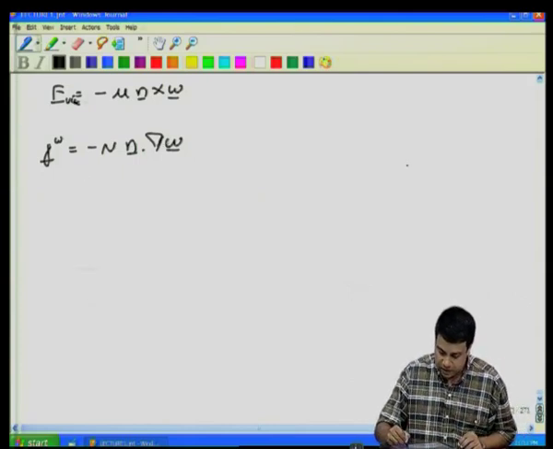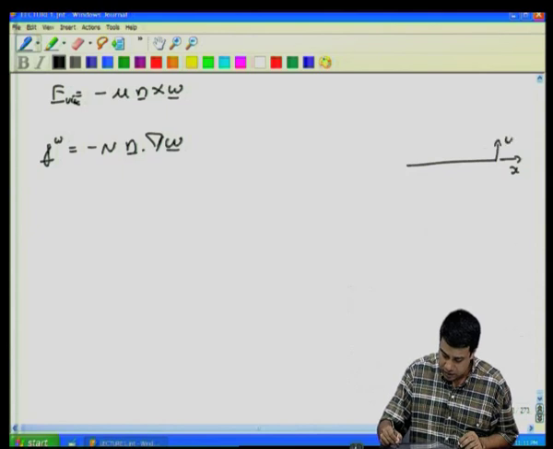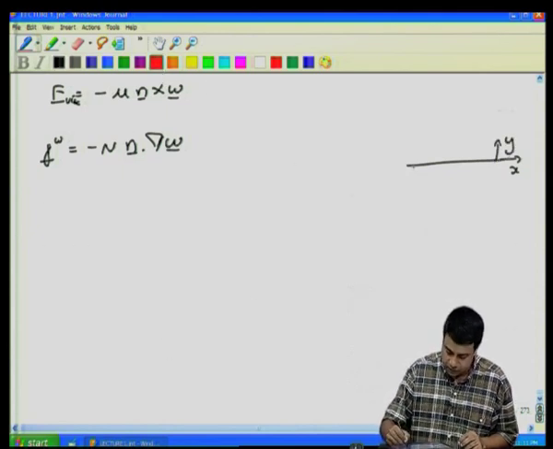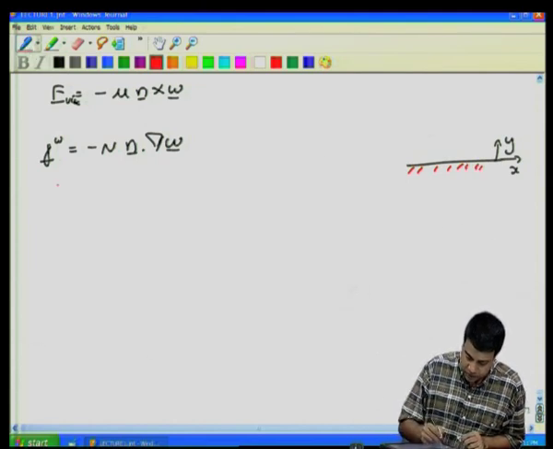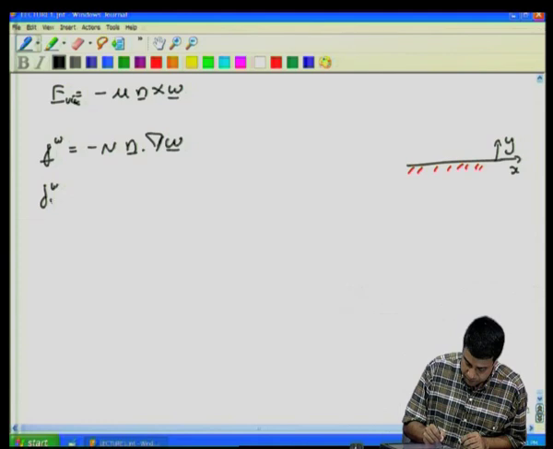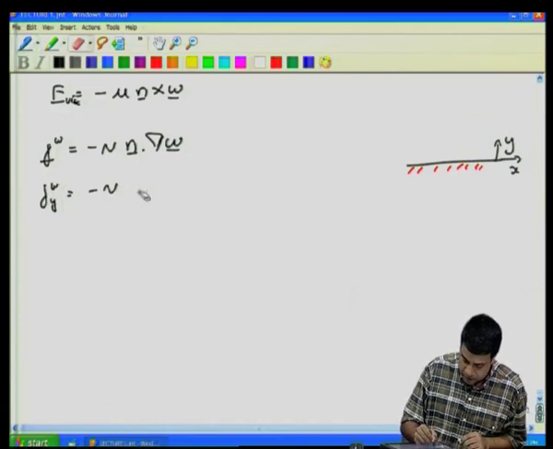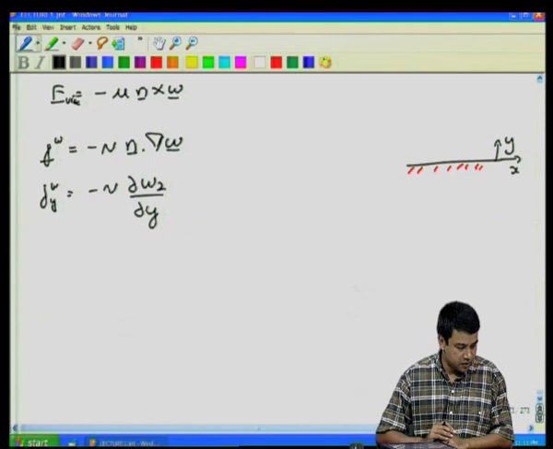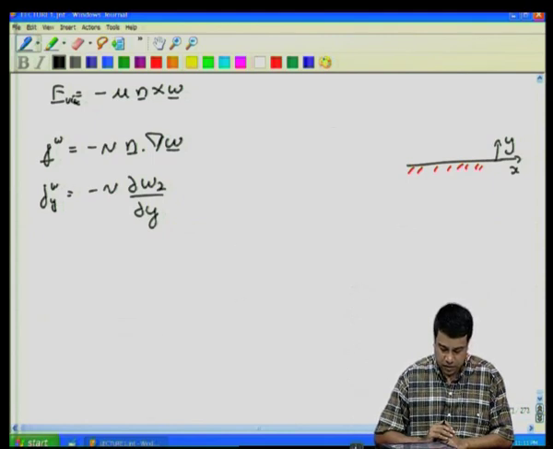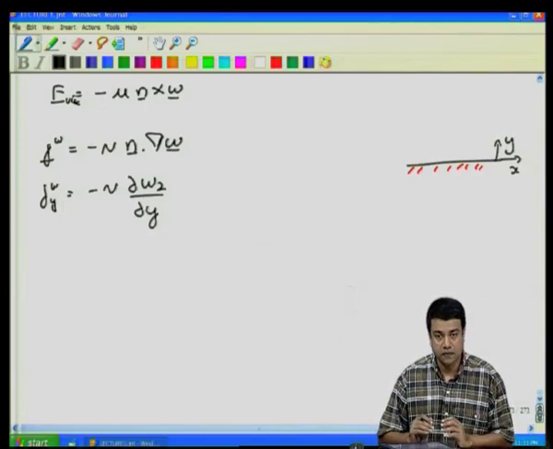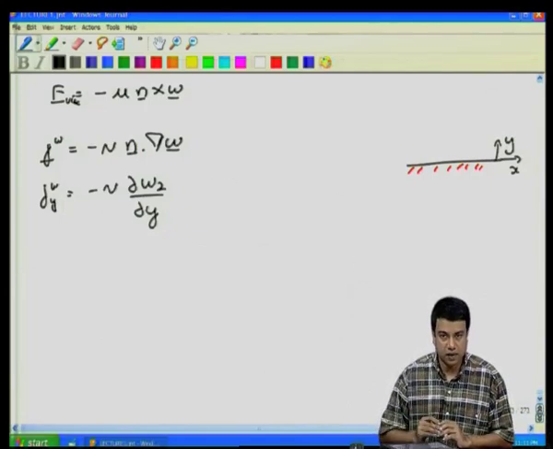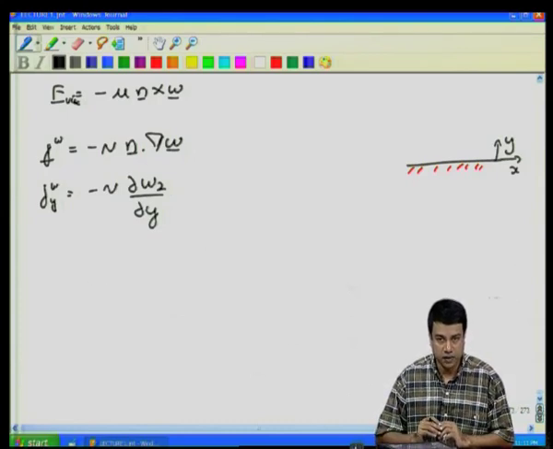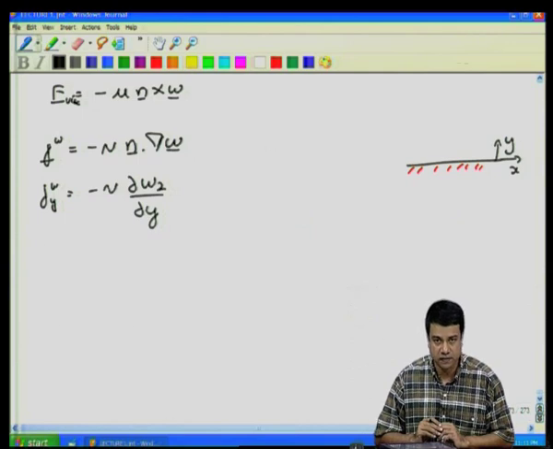So, in this particular case, where I have a surface with x and y coordinate, the flux of vorticity in the y direction is equal to minus nu times n y, this equal to, partial omega z by partial y. So, this is the vorticity that is coming out of the surface, the flux, the amount of vorticity coming out, per unit area, per unit time into the fluid. So, that is the vorticity flux that is taking place from the surface.